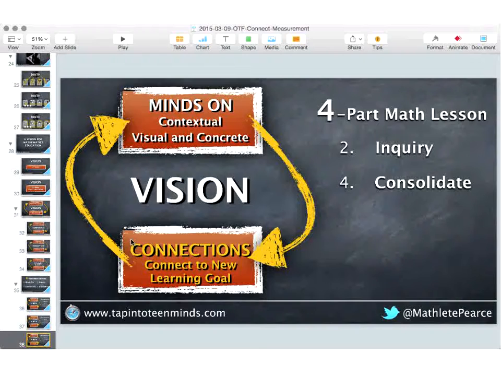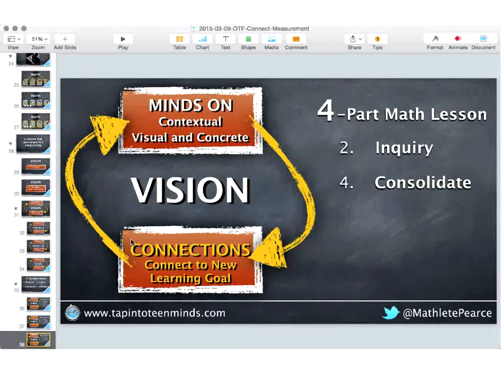The next piece would be that connection phase. The connection phase, I feel, is where we help students see how interconnected mathematics is. And this is the piece where we help students take what they know and connect it to a new learning goal.